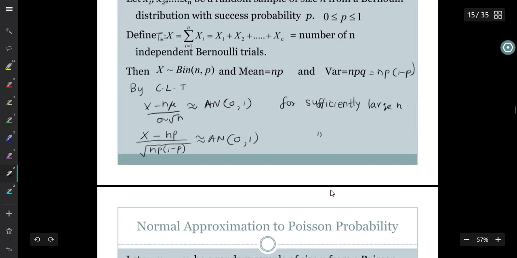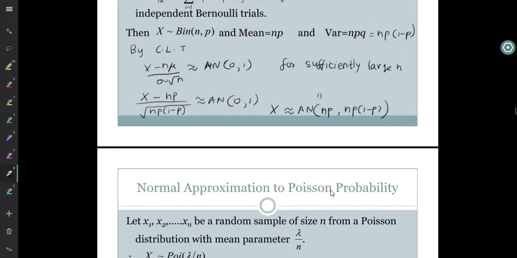So which means you can approximate a binomial random variable X, which will be approximately normal with mean, what is the mean? np, and the variance np times 1 minus p. So that means if you know the mean and the variance of your binomial random variable, and if you have a sufficiently large sample size, in order to calculate the binomial probabilities, you do not have to use that binomial equation or the table. Rather, you can approximate it using the normal distribution. But the condition is you have to have sufficiently large sample size.